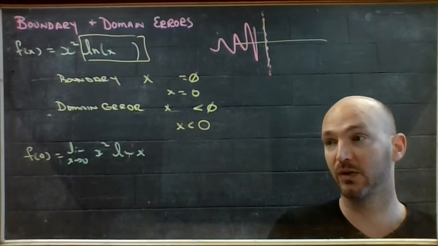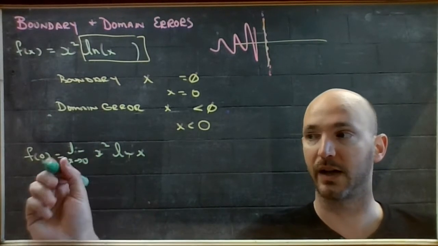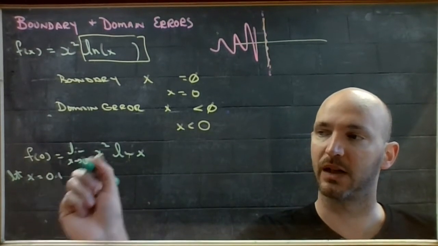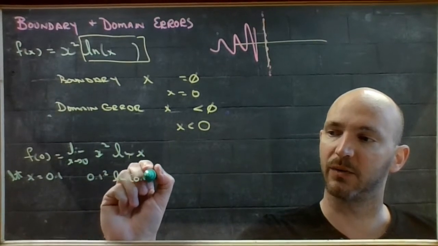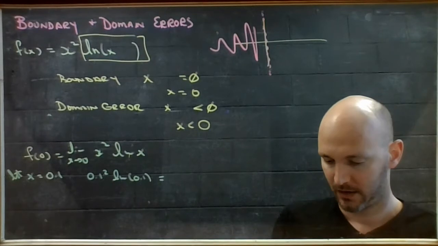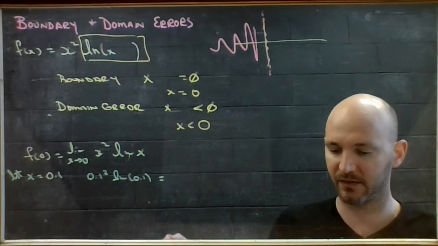And so the way you do this manually is you try some x's that are getting close to 0 but not quite. So if you let x equal 0.1, you would have 0.1 squared ln of 0.1. And if you pop that into a calculator, 0.1 squared times ln of 0.1, you get negative 0.023.